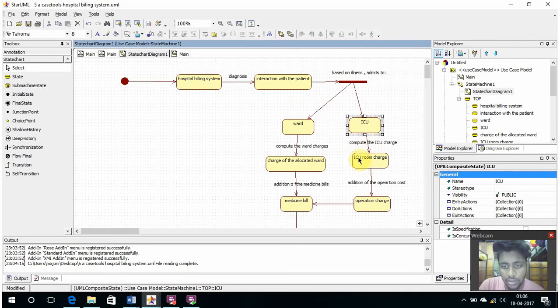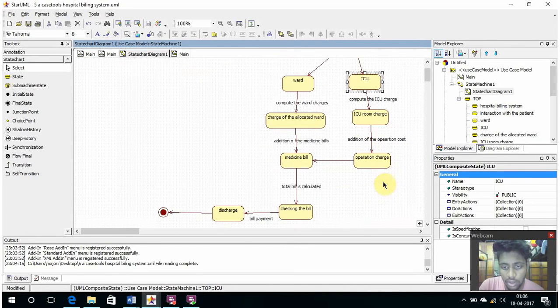In case of ICU, they will compute the ICU charge, then the ICU room charge will be added, and then the operation cost will be added to the bill, and also the medicine bill will be added for the total calculation, and the bill will be checked, and the bill payment must be made, and the patient should be discharged.